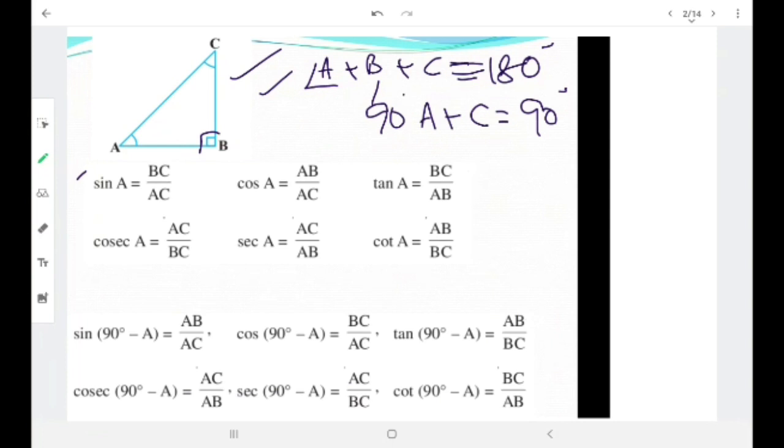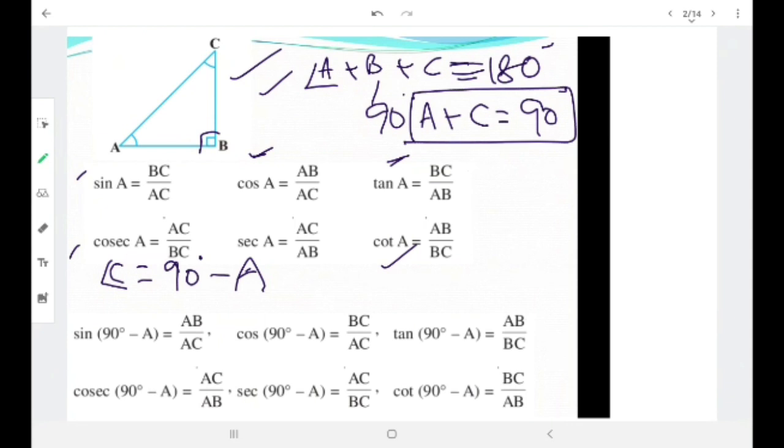sin A is equal to opposite by hypotenuse. Opposite to A is BC and hypotenuse is AC. Similarly, we have found all the trigonometric ratios for cos A, tan A, cosecant A, secant A and cot A. Let us take angle C is equal to 90 degrees minus A. Since A plus C is equal to 90 degrees, we can derive this equation like this.